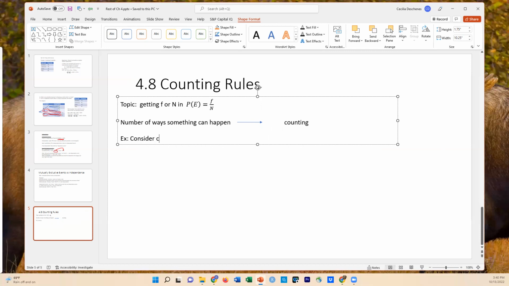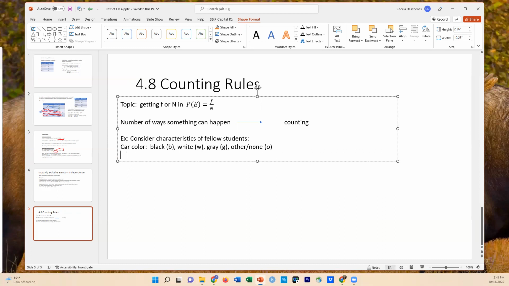Consider characteristics of fellow students. We're going to consider two characteristics. One is the color of the car that they own. We're going to consider black, which we're going to abbreviate with a B, white, gray, or other/none. And we're going to just give that the letter O.